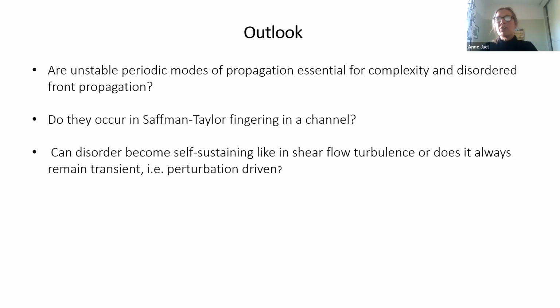whether in such a simple system, which really has so few ingredients, the disorder can really be self-sustaining, like in shear flow turbulence. So does it always remain transient? Do you always have to kick the system with noise in order to retain the unsteady front propagation? So with that, sorry if I've run over a little bit, and thank you for your attention.